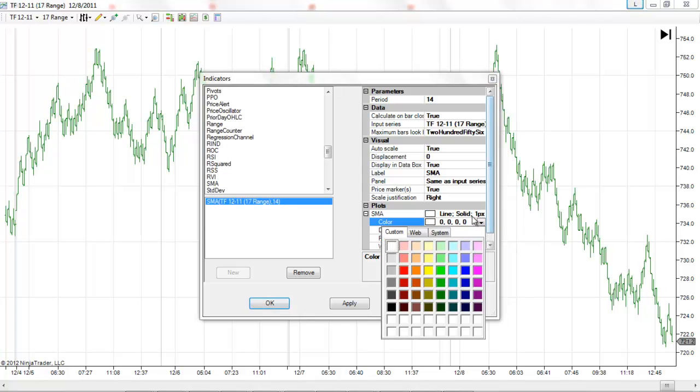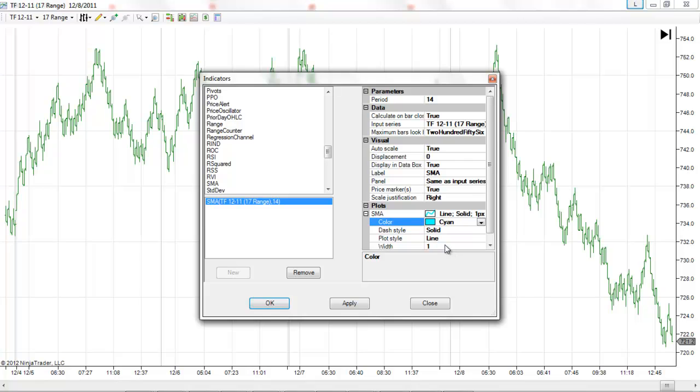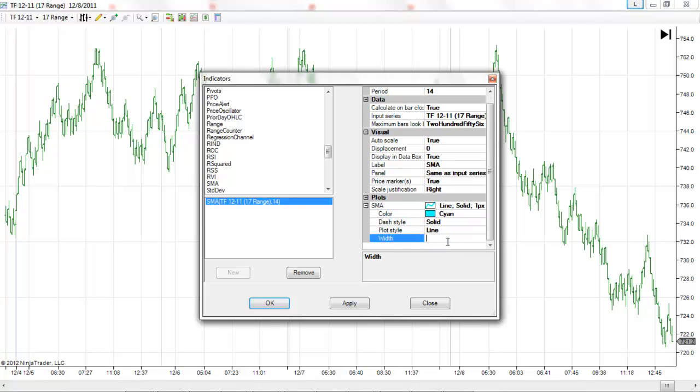It's not about being right. It's not about being a guru. It's just about making sure you make more money when you're right than you lose when you're wrong. That's as simple as it could be.